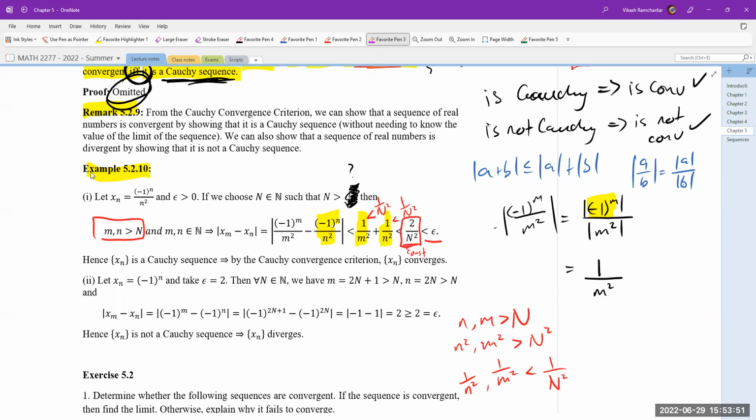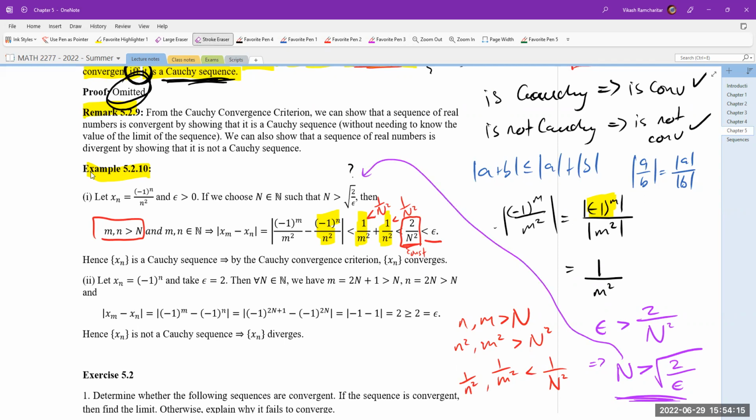So from all of that, we get epsilon is bigger than 2 over N squared. Solve for N squared. Oh, sorry, solve for N. So N is bigger than square root of 2 over epsilon, and you take that and put it over here. That's where they got it from. So this is a Cauchy sequence, and we didn't even know what the limit of the sequence is. By the Cauchy convergence criterion, it converges.